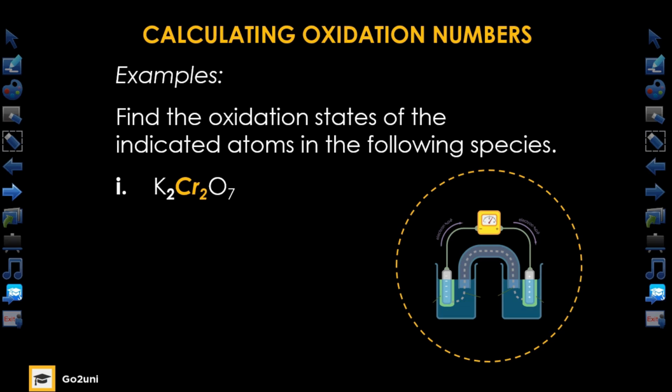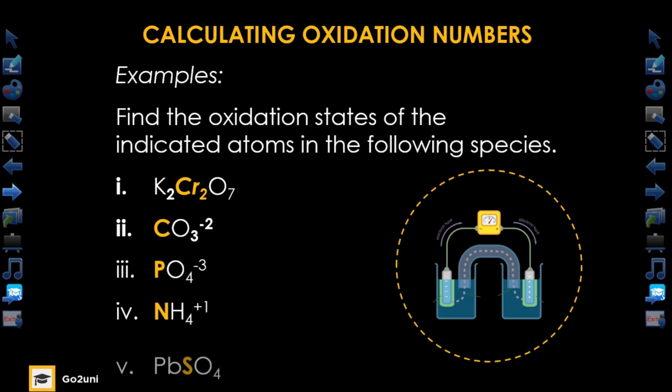Let's look at the other compounds. We have 5 compounds in all, or rather 5 substances, because number 2, number 3, even number 4 are all radicals. We are going to be looking at how to calculate the oxidation state or oxidation number of the elements in yellow. Number 1 is chromium, number 2 carbon, number 3 phosphorus, nitrogen and sulfur.